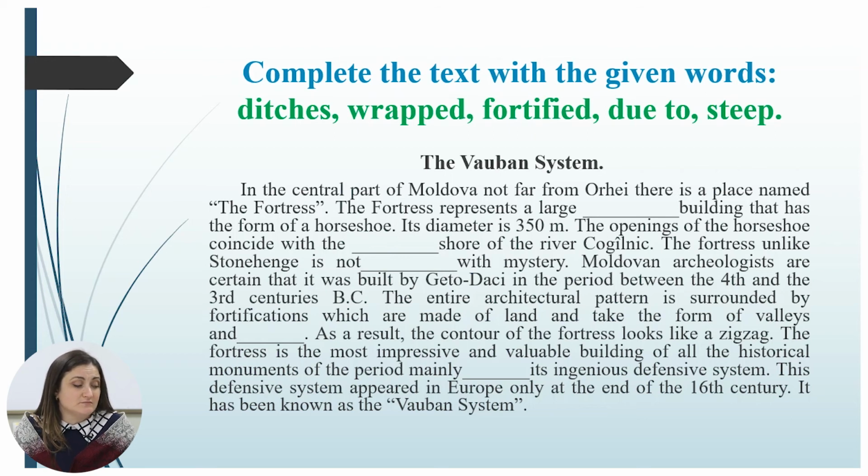The fortress is the most impressive and valuable building of all the historical monuments of the period, mainly due to its ingenious defensive system. This defensive system appeared in Europe only at the end of the 16th century. It has been known as the Vauban system.